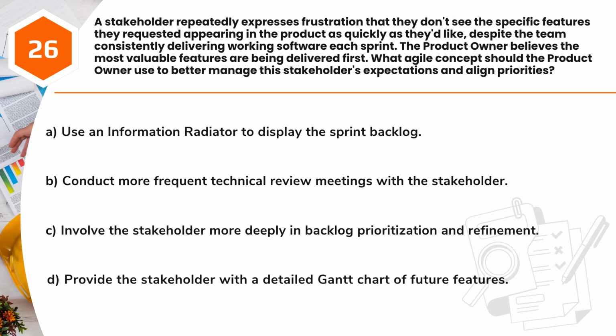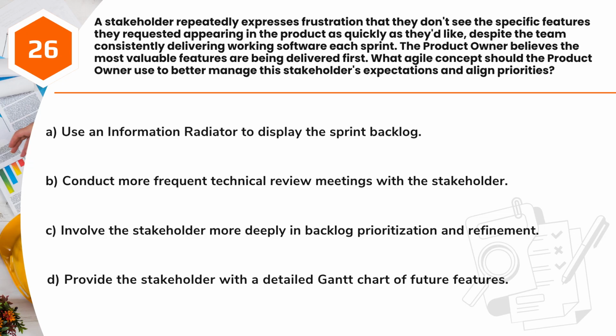Question 26. A stakeholder repeatedly expresses frustration that they don't see the specific features they requested appearing in the product as quickly as they'd like, despite the team consistently delivering working software each sprint. The product owner believes the most valuable features are being delivered first. What Agile concept should the product owner use to better manage this stakeholder's expectations and align priorities?